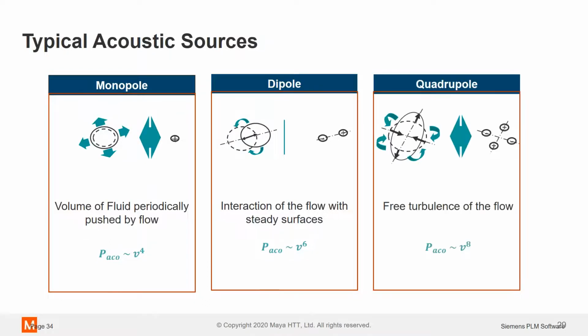And finally, you have these complex quadrupoles that are associated with free turbulence of the flow, and they correlate to the eighth order of velocity. Note that, as we just mentioned, the pressure fluctuations associated with quadrupoles are proportional to a higher order velocity, hence they're more prevalent at higher speeds.